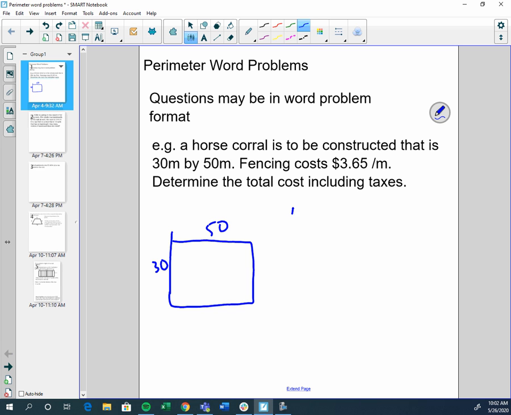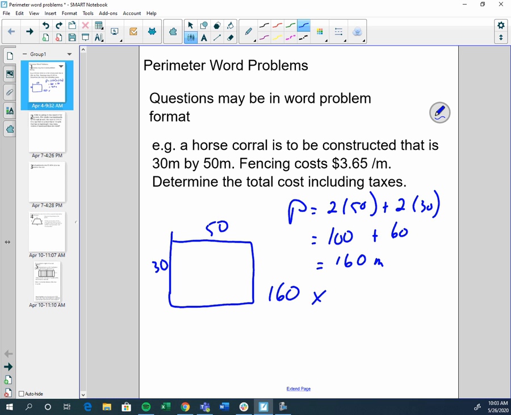So the first step would be to find the perimeter. That would be 2 times 50 plus 2 times 30. 2 times 50 is 100. 2 times 30 is 60. So the total distance is 160 meters. And the fencing cost is $3.65 per meter. So we're going to take that 160 and multiply by 3.65.